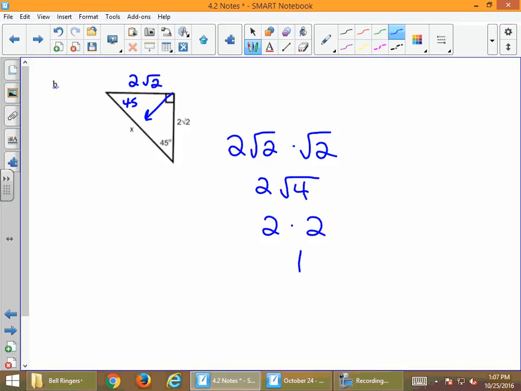What's 2 times 2? 4. So this side is 4. It's on that side. Now, that looks like it's not a lot of work, but you don't want to do that every single time. Is there a shortcut with this?